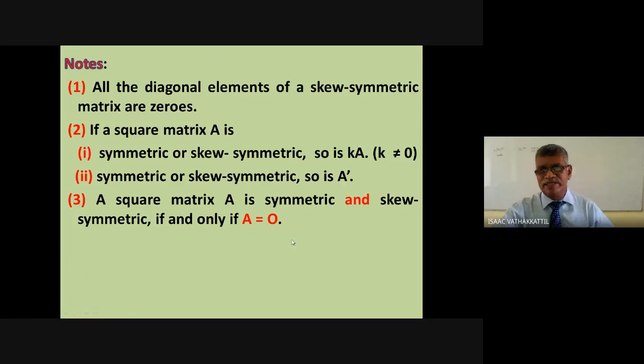Of course, zero matrix. That's why I told you, when you multiply with K, if it is a symmetric matrix, it will be symmetric, no problem, but it becomes skew symmetric also. And if it is skew symmetric, if you multiply with K, 0, it is skew symmetric again, but it can become symmetric also. A matrix can be symmetric as well as skew symmetric if and only if it is a zero matrix. Okay, is it clear?